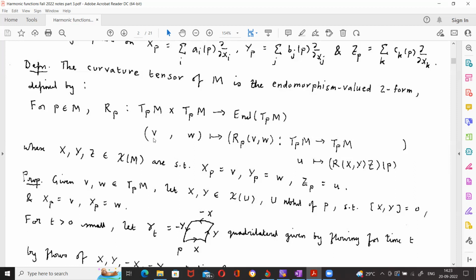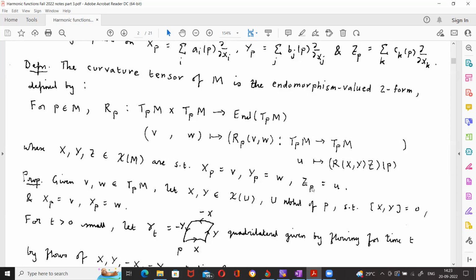I take a vector V and a vector W. Then I get an endomorphism of TPM, R sub P of VW, which goes from TPM to TPM. What is this linear map? It is the linear map U goes to R of XYZ at P, where XYZ are any vector fields such that X at P is V, Y at P is W, and Z at P is U. Is this clear? You can think of this as R of VW applied to U.